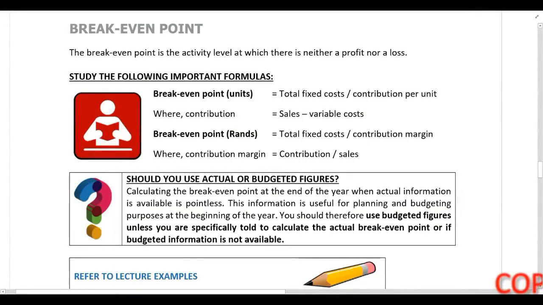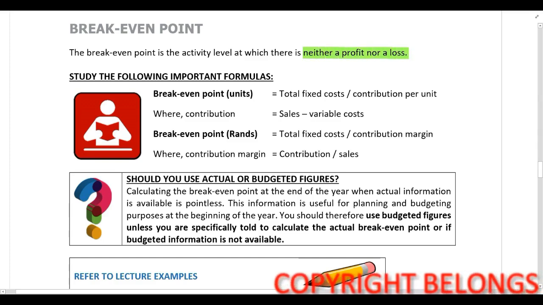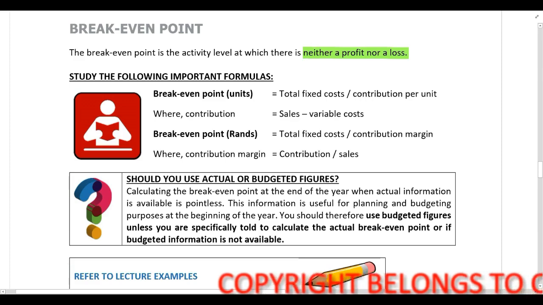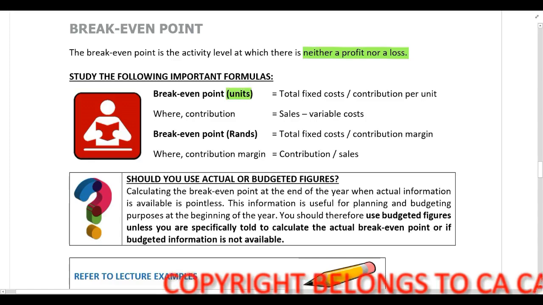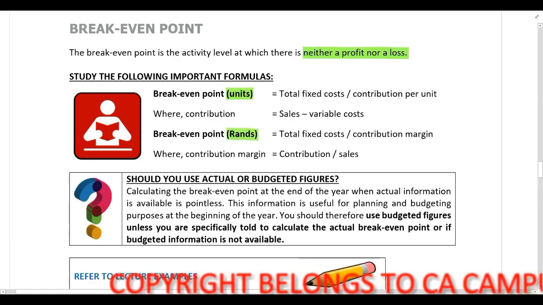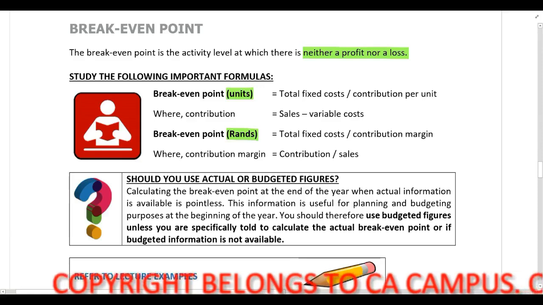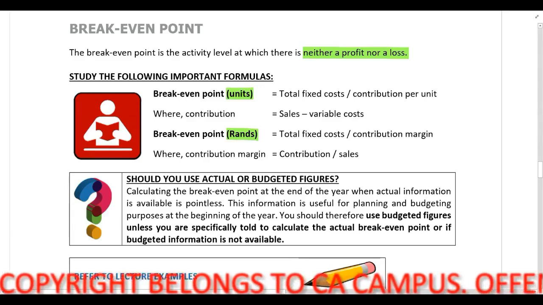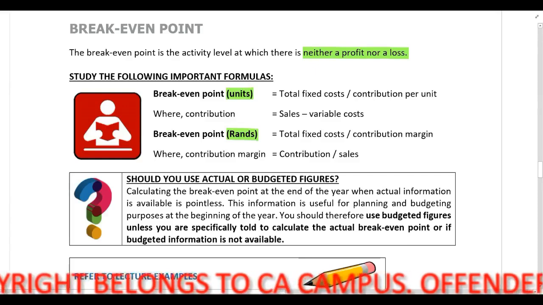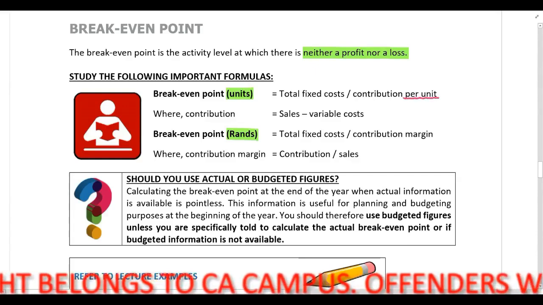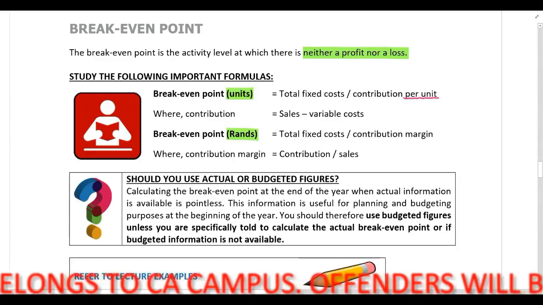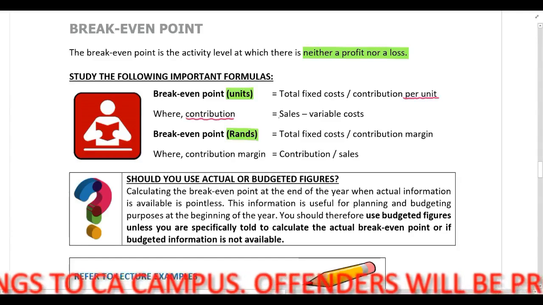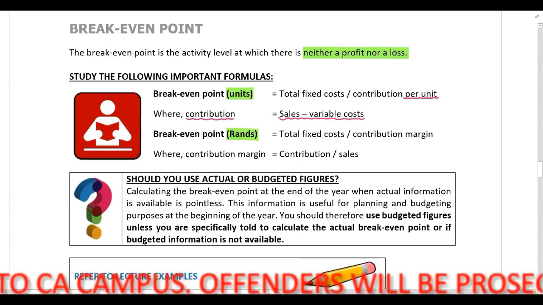The first calculation that we need to look at is the break-even point. And the break-even point is the activity level at which there is neither a profit nor a loss. Now, you can either perform this calculation in units or in rands. If you are required to calculate the break-even point in units, we take total fixed costs and we divide by contribution per unit. And remember, contribution is sales minus variable costs.